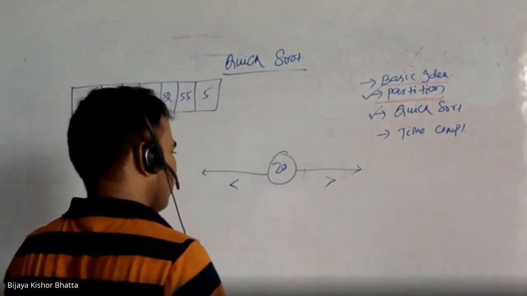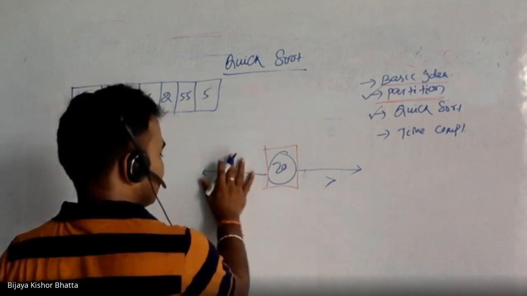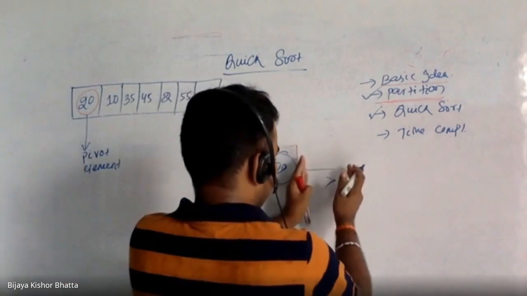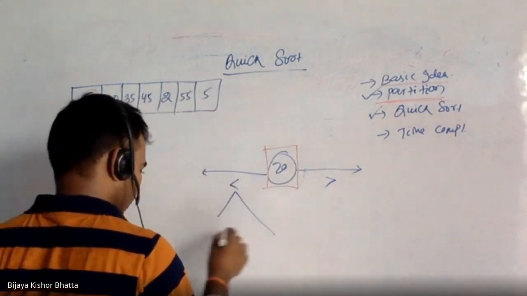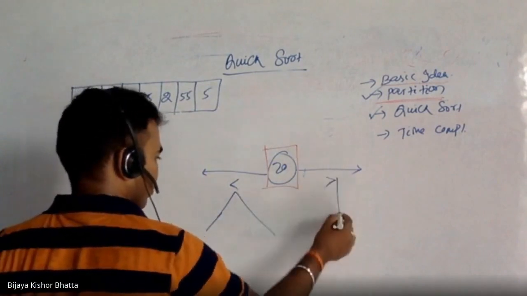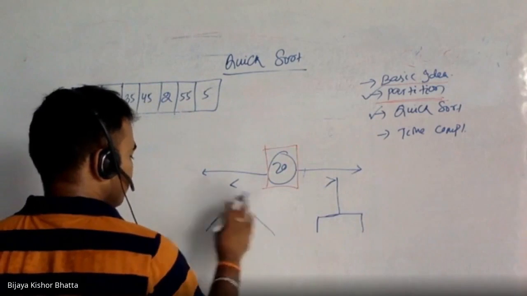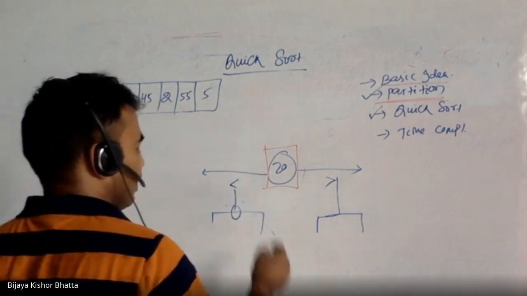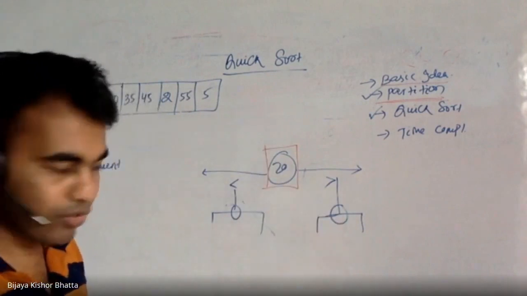So now 20 is fixed, because all the left elements will be sorted among themselves, but 20 is going to be fixed. The same thing will happen on the right side also. You will divide it into two parts, find again one pivot element in each, and keep doing it recursively. That is the main idea.